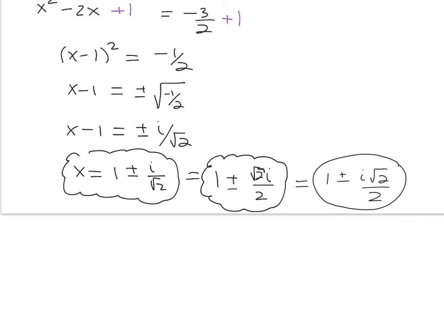Yep, and actually the I's are often written in front of the root signs. It's not better one way or the other, but that's probably a little bit better. It's not wrong the other way.